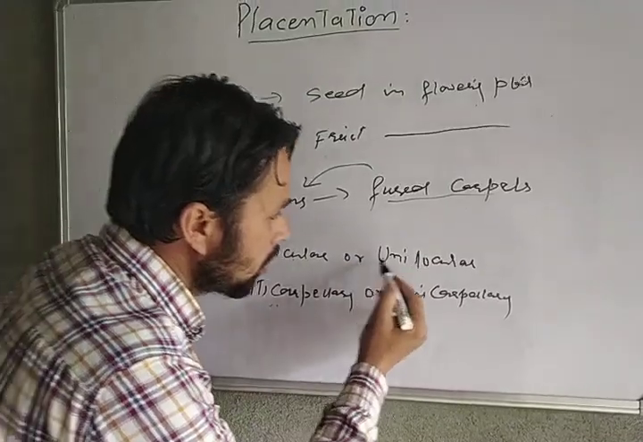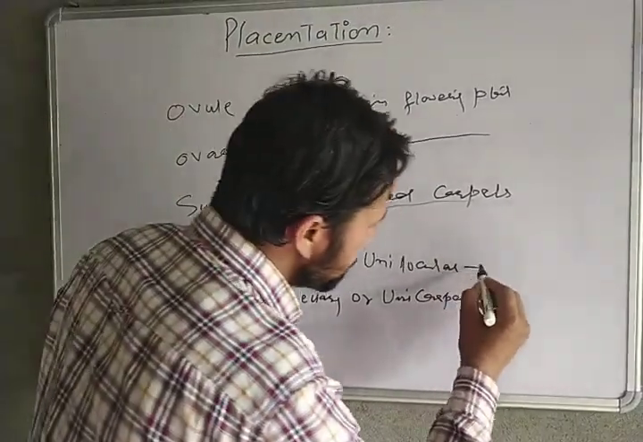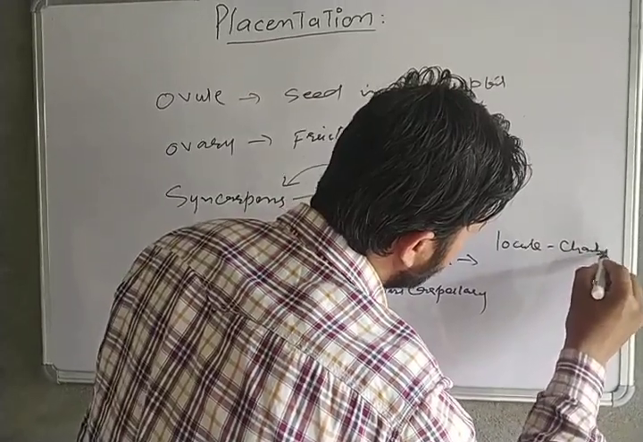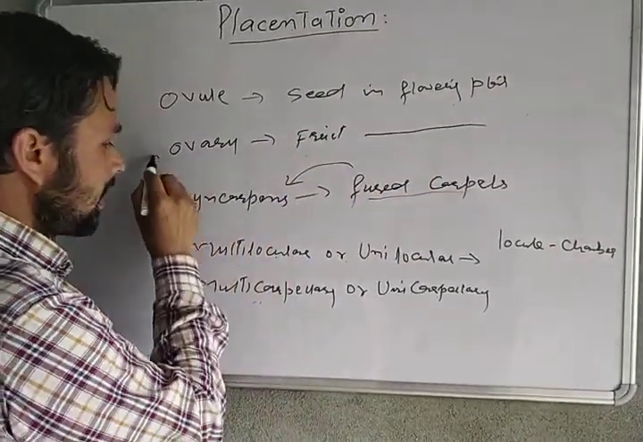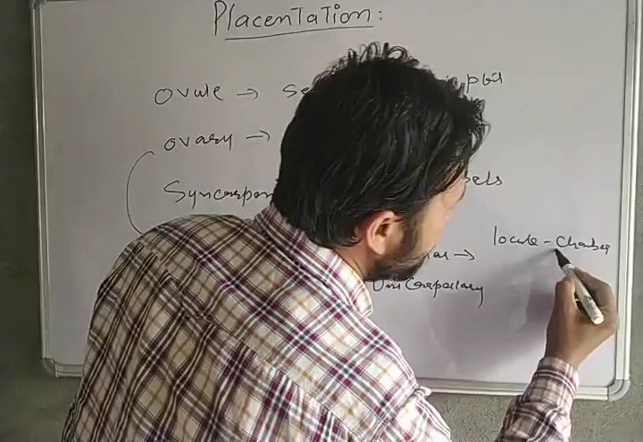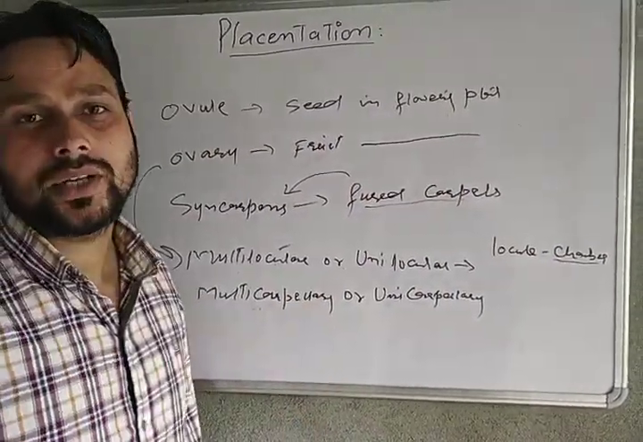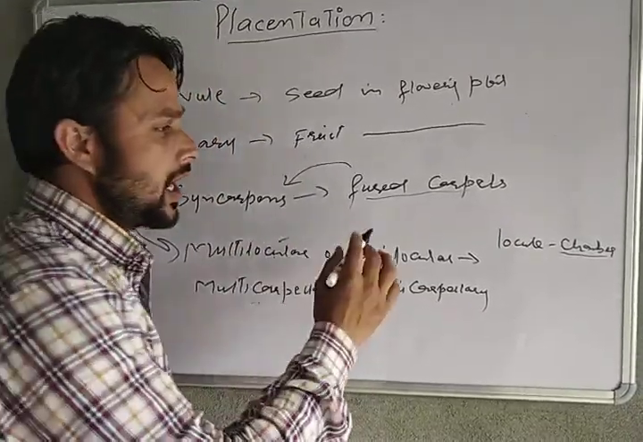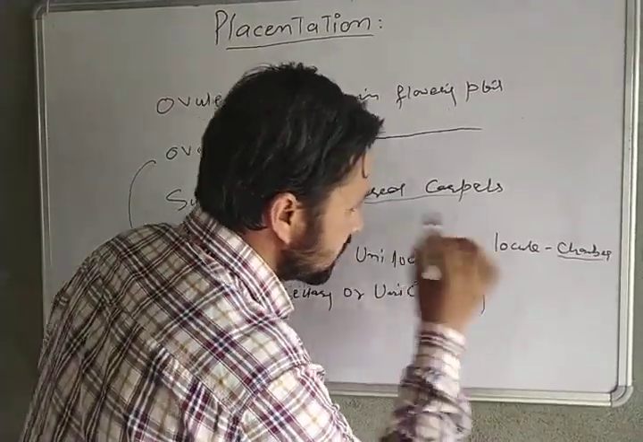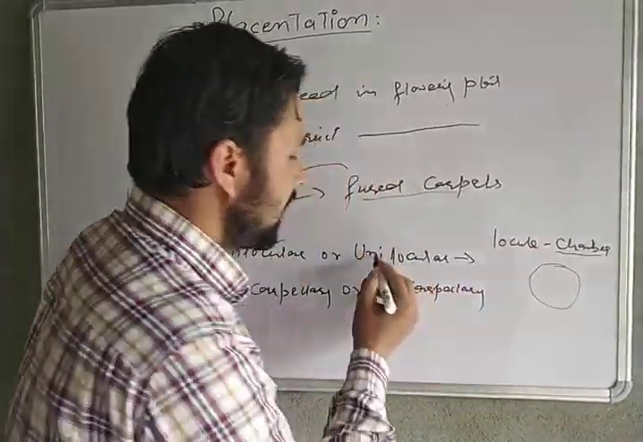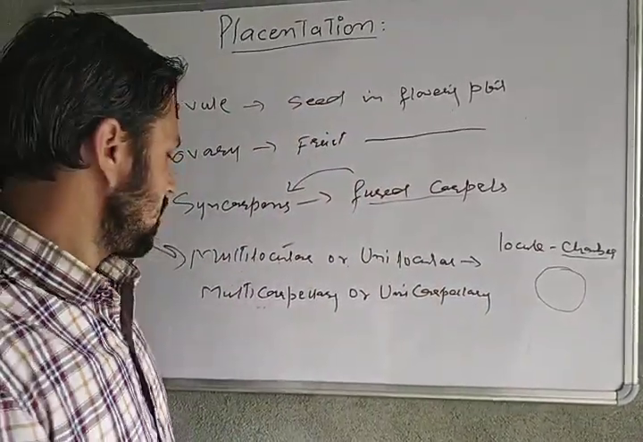And multilocular or unilocular. Locule means chamber. When the ovary has different chambers, more than two, then it is called a multilocular ovary. And when the ovary is a single ovary without any chamber, then it is called a unilocular ovary.